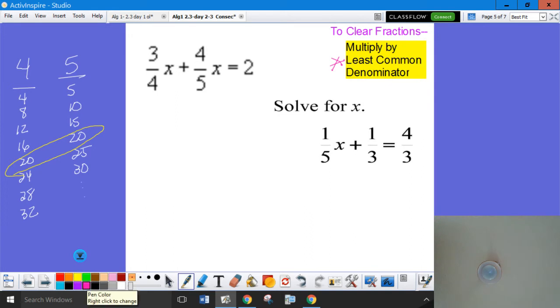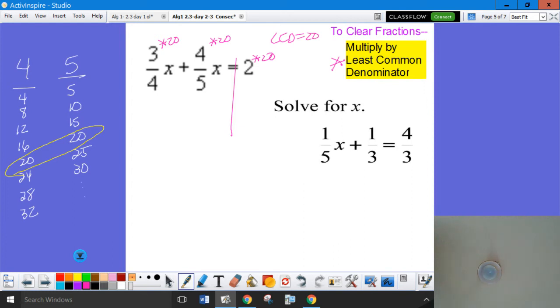So I can always just multiply the denominators and come up with a common denominator. It may not be my least, but it will work. It's just that smaller numbers means your problem's going to have smaller things. Okay, so here's what we're going to do. We found our common denominator. So the LCD is 20, okay? And we are going to multiply every piece by 20. Every term gets multiplied by 20.